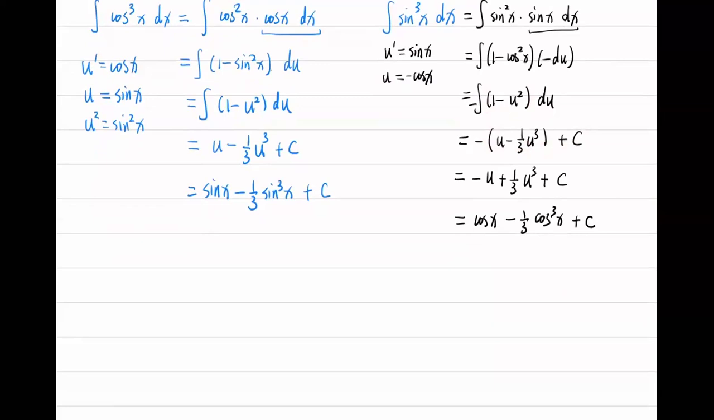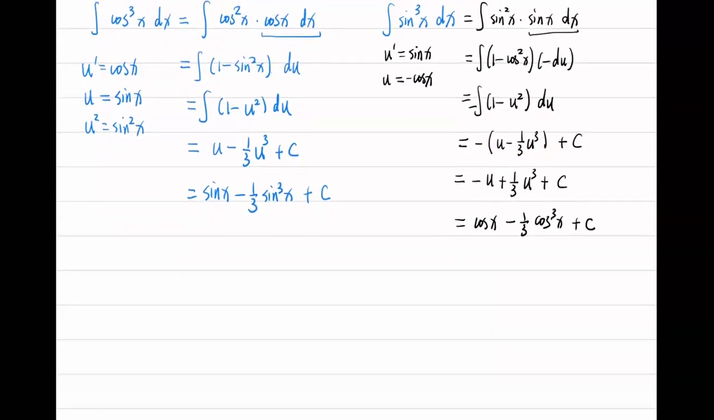Fifth power. Okay, two of you, which one do you want to try? Cosine 5 or sine 5? Doesn't matter. Okay, let's try cosine 5. Okay, Sophia, first step, what do we do? For the fifth power, you would split it: cosine 4x cosine x dx.